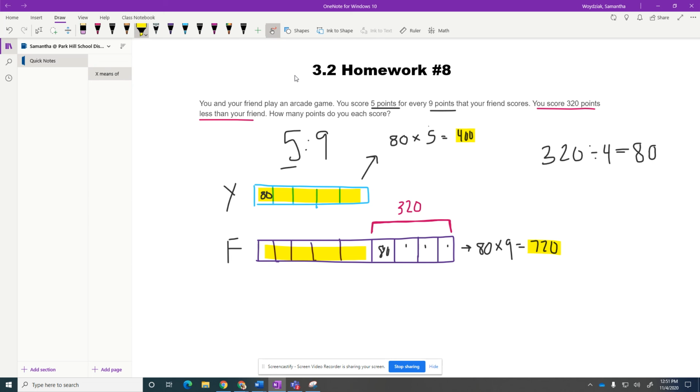Now let's think about this. First, we know that we did our ratio correctly based on our work, but then, of course, we want to do what we can to double check. You scored 320 points less than your friend. Well, if you scored 400, right, and your friend scores 720, let's double check to make sure there's a difference of 320. And there is. So make sure you take that extra step to double check. You scored 400, your friend scored 720.